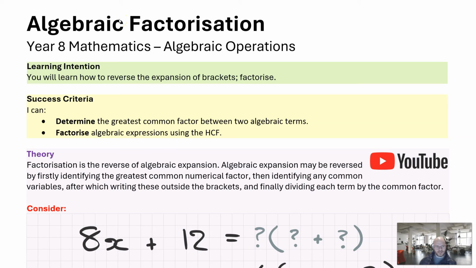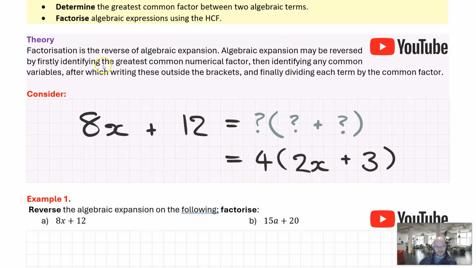Welcome to this video on the topic of Year 8 Mathematics, Algebraic Factorisation. In this lesson, you'll learn how to reverse the expansion of brackets, also called factorising. Factorisation is the reverse of algebraic expansion.